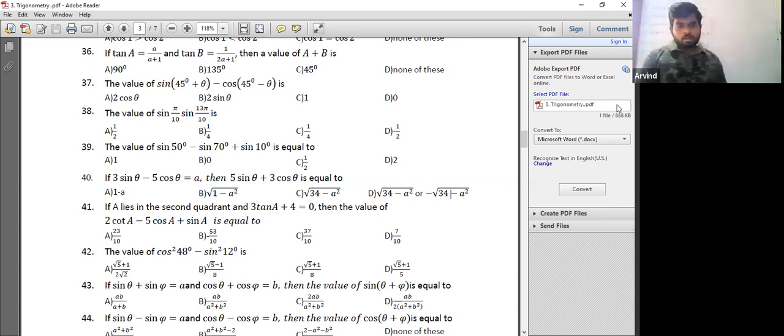So tan A is equal to minus 4 by 3. Therefore, cot A becomes minus 3 by 4.